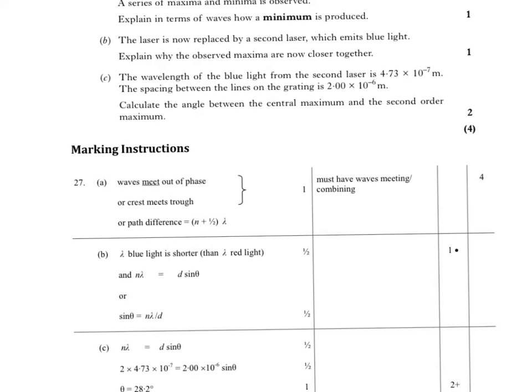This is below the marking instructions from the SQA. So they accept that if you say the waves meet out of phase, then that's fine. Or if you say a crest meets a trough, that's fine. Or if you say that the path difference is n plus a half times lambda, then that is also fine. So the crucial thing here is you must talk about the waves meeting or combining. Okay, so meet.